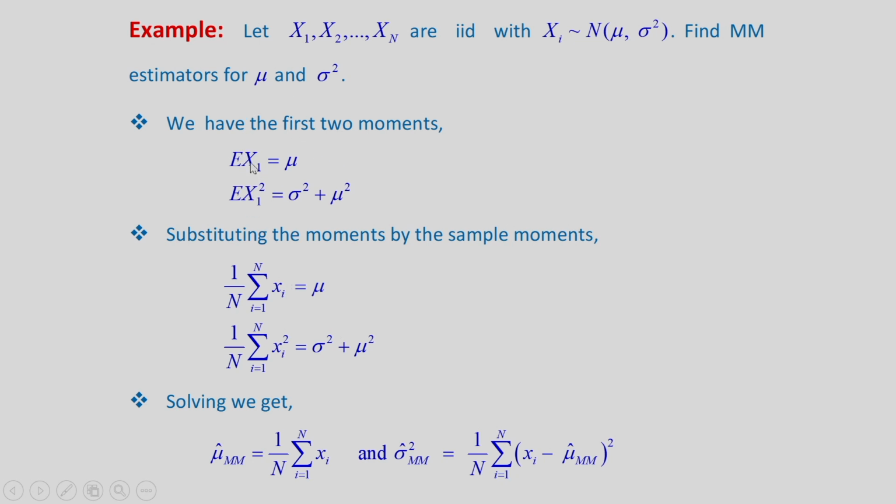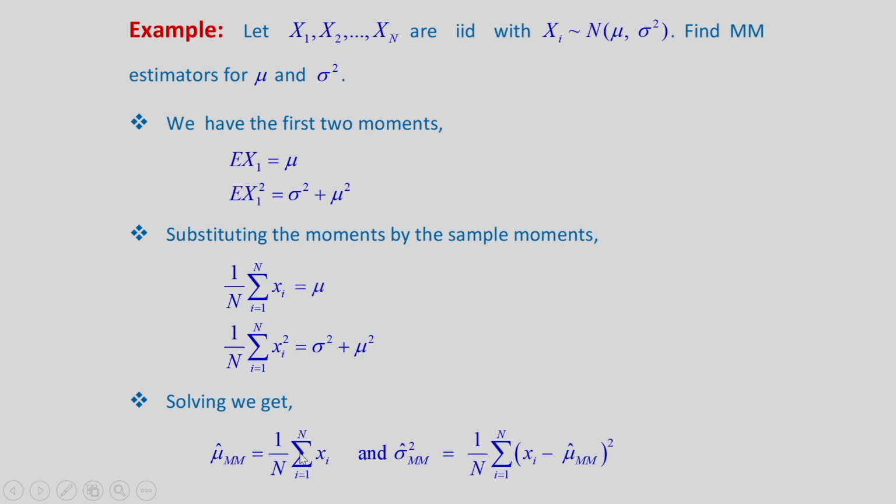Now, we substitute the moments E of x1 and E of x1 square by the corresponding sample moments. Therefore, we get 1 by n summation x i, i going from 1 to n, equal to mu, and 1 by n summation x i square, i going from 1 to n, equal to sigma square plus mu square. If we solve these two equations in terms of mu and sigma square, we will get mu hat equal to 1 by n summation x i, i going from 1 to n, and sigma hat square equal to 1 by n summation x i minus mu hat whole square, i going from 1 to n. So, that way we got the estimators for the mean, that is mu, and sigma square.